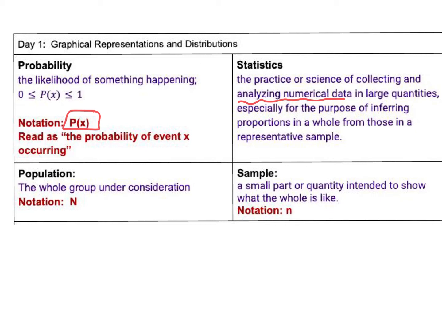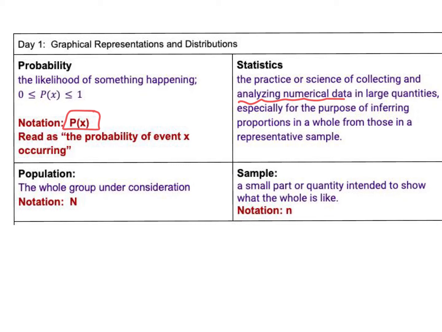We then move on to population and sample. The whole group under consideration is the population, just like the population of the world, that's everybody. And the sample is just a small part or a quantity intended to show what the whole is like. For instance, it would be virtually impossible for me to know how many people in the world have blue eyes. But what I could do is take a sample.